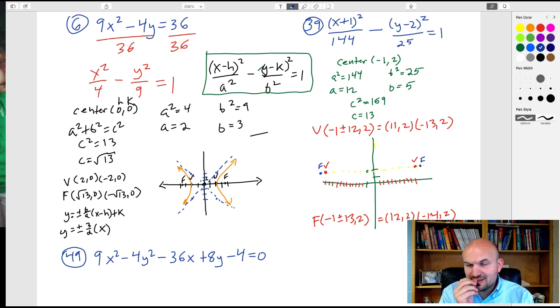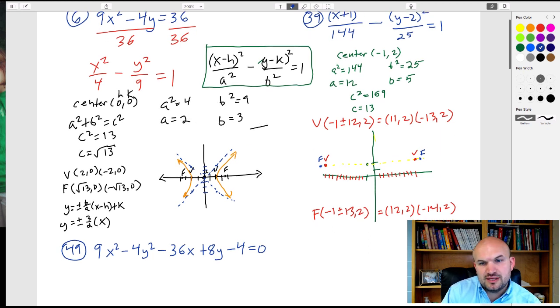Now, the next thing is let's go ahead and identify what the asymptotes are. So again, this is a transverse axis, so I'm going to use the same formula. When I plug in this formula, I get y equals plus or minus my b, which in this case is 5, over my a, which is 12, times x minus h, so that's x plus 1, and then plus k, which is 2.